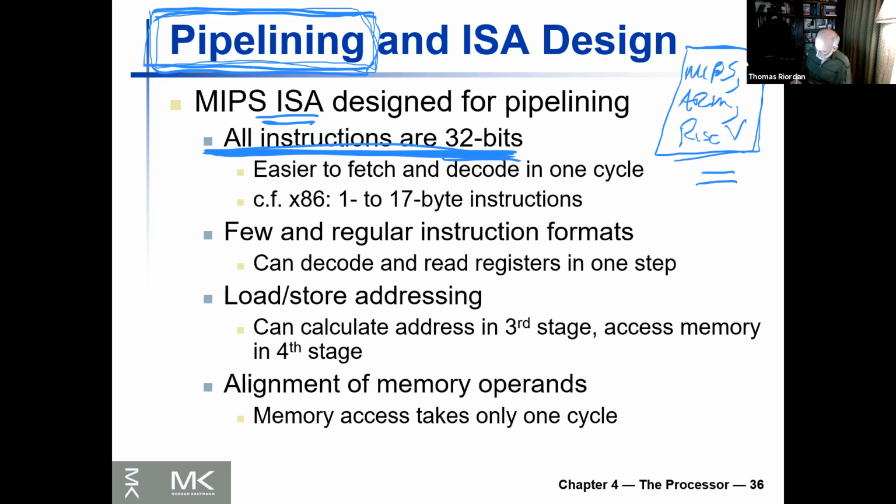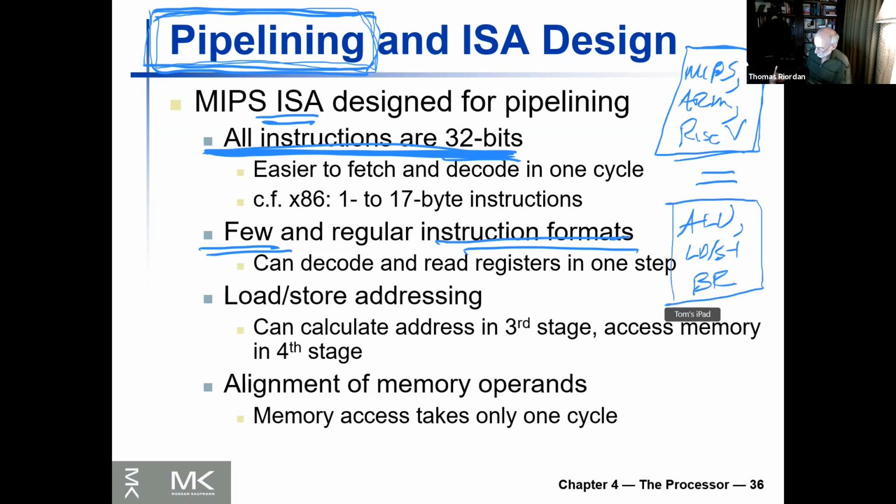So we want as few instruction formats as possible, and we know that we only have three. We have basically the ALU, the load store, and the branch, just those three types. We want as few of those as possible, because every instruction type you have will have its own control and its own particular things that it has to do in the data path. So you want this to be the absolute minimum.